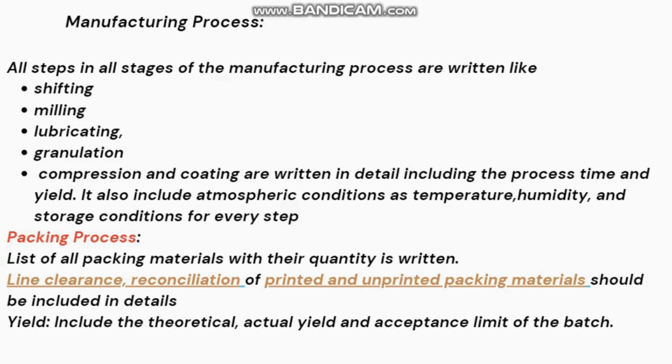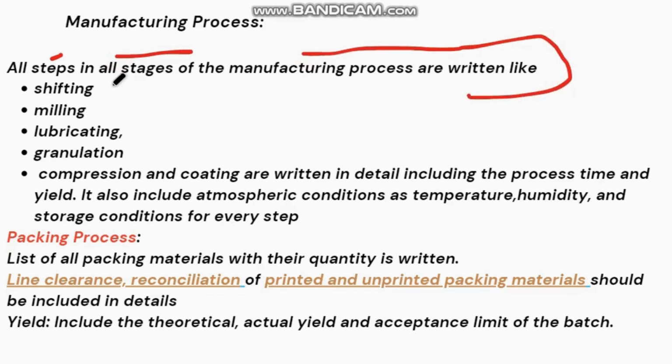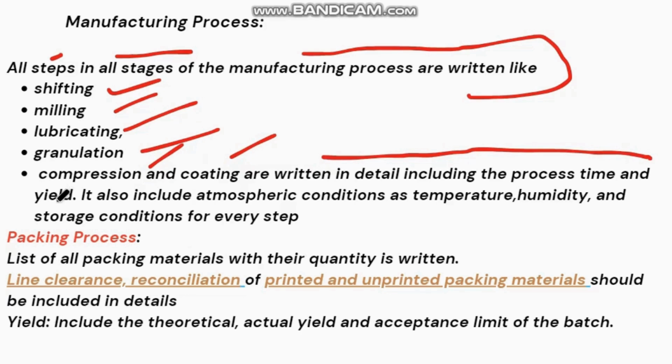The details of the manufacturing process in the master formula record: it contains all the steps involved, and all the stages of the manufacturing process are clearly written, like sifting, milling, lubricating, granulation techniques, and then compression and coating, written in detail, including the process time and the yield. It also includes the atmospheric conditions, what the temperature, humidity and storage conditions should be for every step.